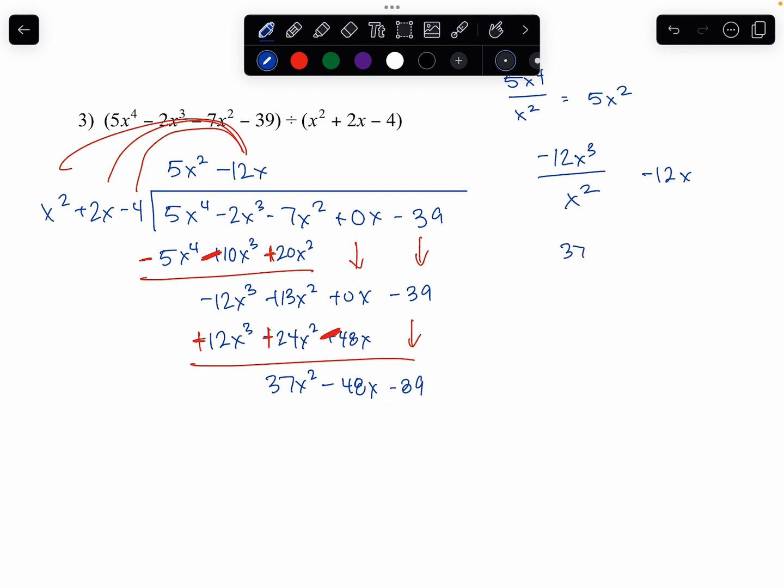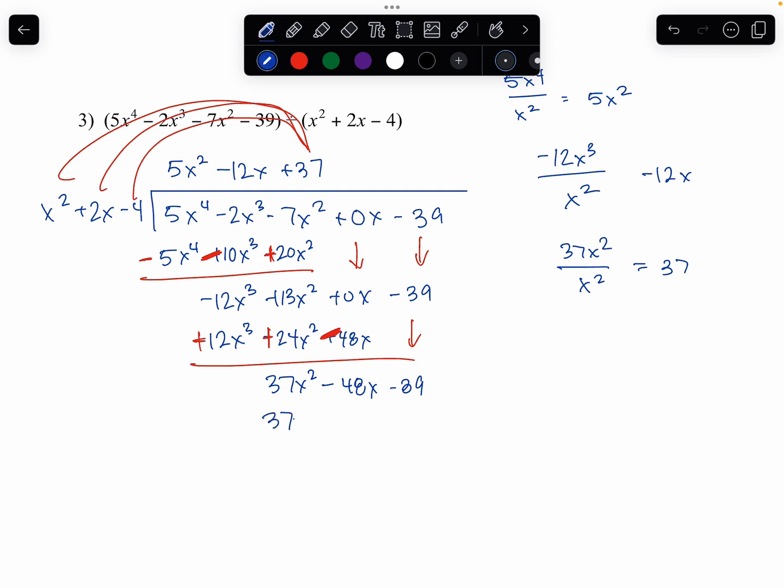I'm going to do 37x squared divided by x squared. That's going to give me 37, so plus 37, and then I'm going to take that and multiply it by all these terms here. That's going to give me 37x squared, and then 37 times 2 is going to give me positive 74x, and 37 times 4 is going to give me negative 148.